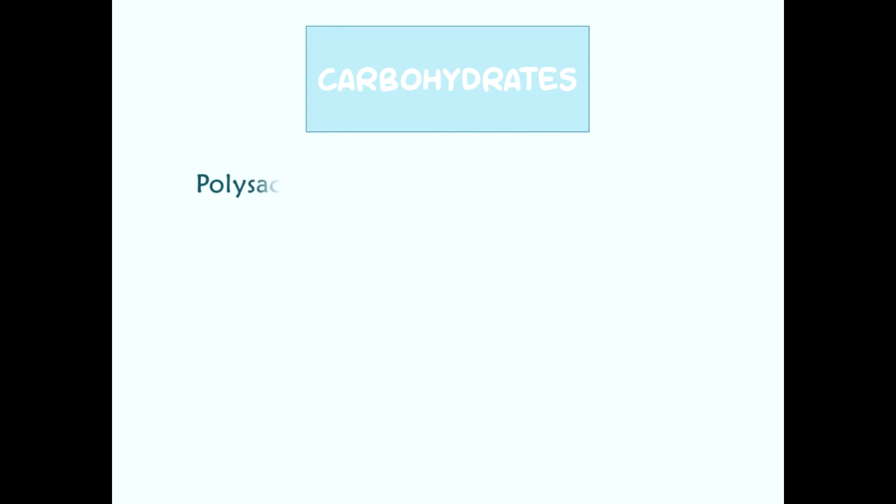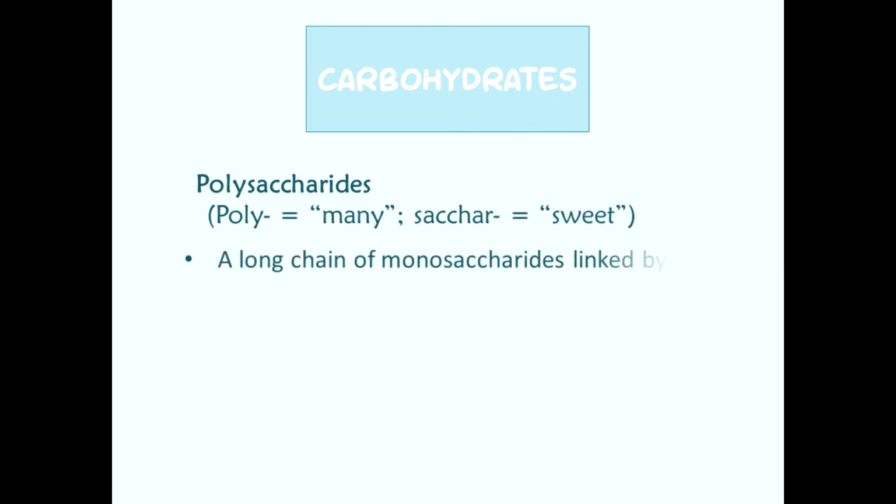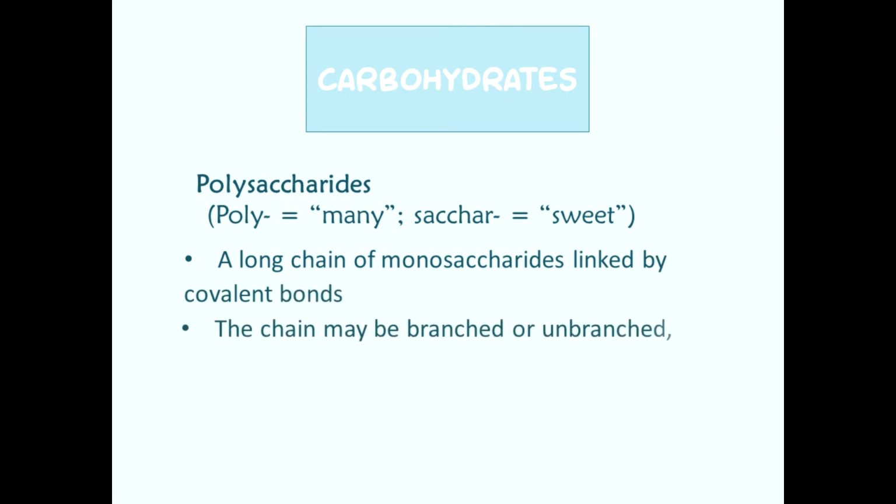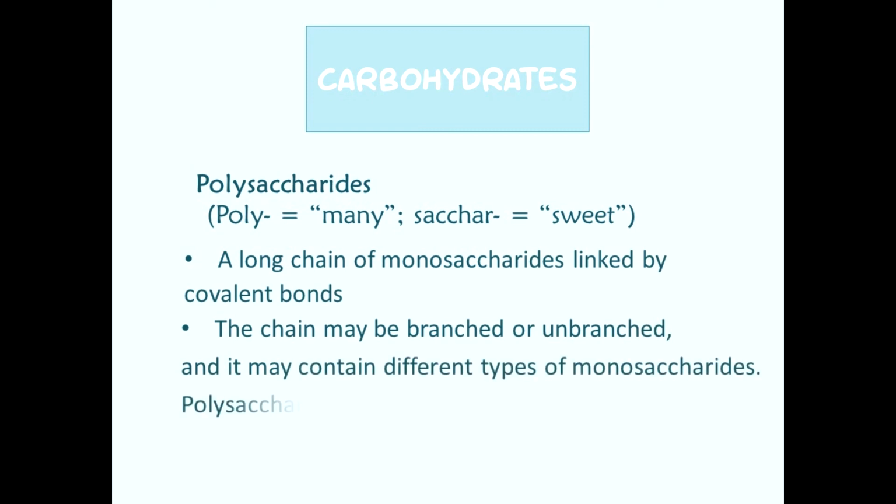Third type of carbohydrates is polysaccharides. Poly means many and saccharide is sweet. A long chain of monosaccharides linked by covalent bonds. A chain may be branched or unbranched, and it may contain different types of monosaccharides. Polysaccharides may be very large molecules.